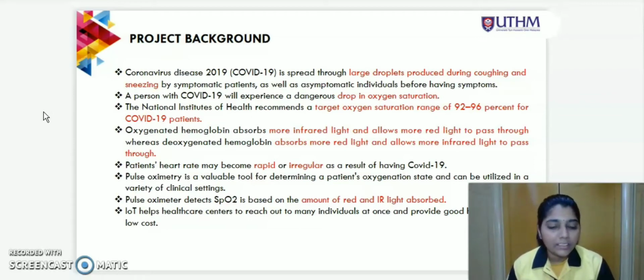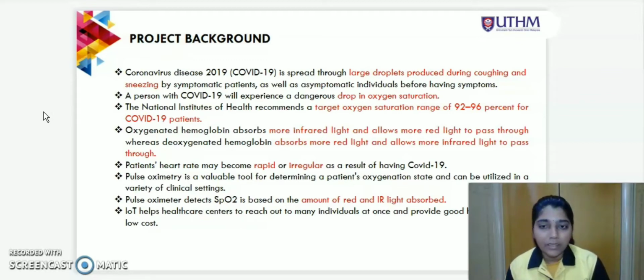Pulse oximetry is based on the absorption characteristics of oxygenated and deoxygenated hemoglobin in red and infrared light. Oxygenated hemoglobin absorbs more infrared light and allows more red light to pass through, whereas deoxygenated hemoglobin absorbs more red light and allows more infrared light to pass through. Patients' heart rate may become rapid or irregular as a result of having COVID-19.